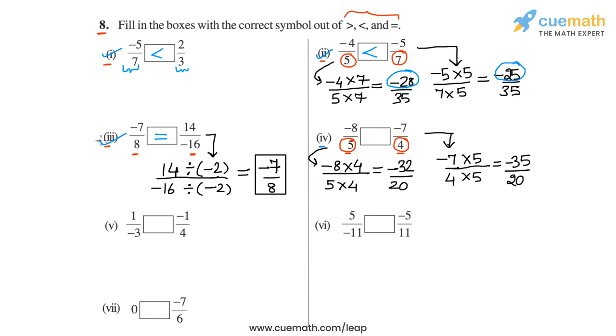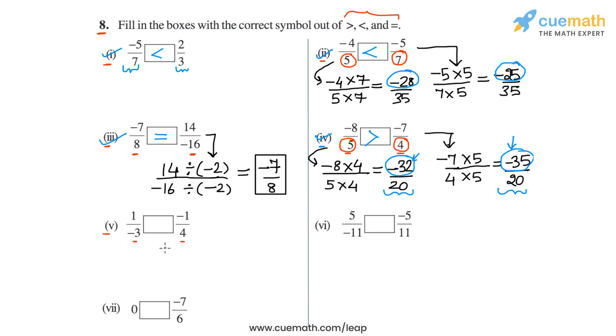So if we now compare the numerators, they are minus 32 and minus 35. So minus 35 is less than minus 32. Minus 35 lies to the left of minus 32. In other words, minus 32 is greater than minus 35. So minus 32 by 20 will be greater than minus 35 by 20. In other words, minus 8 by 5 will be greater than minus 7 by 4. So that's part 4. Then in part 5, we have to compare 1 by minus 3 and minus 1 by 4.